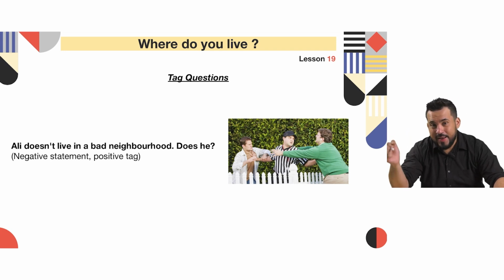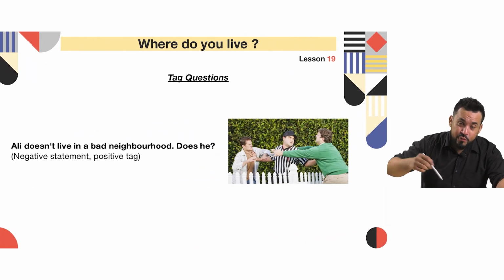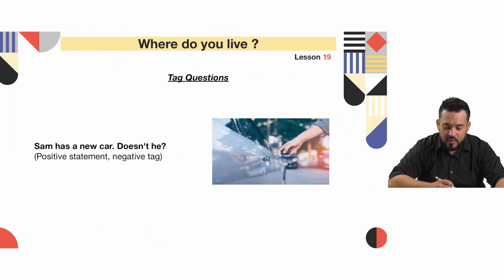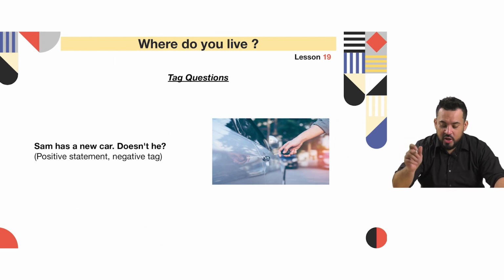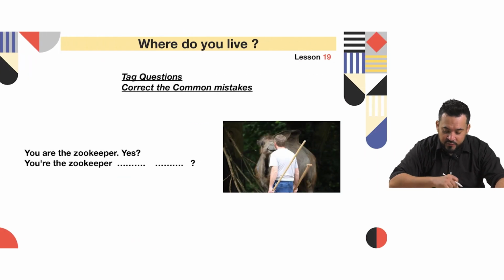Ali doesn't live in a bad neighborhood, does he? Negative statement, positive tag. And if we answer this positively, we'll say, yes, he does. Or if we answer it in the negative, we'll say, no, he doesn't. Sam has a new car, doesn't he? Positive statement, negative tag. Notice, with a positive statement, negative tag questions are used, and vice versa.